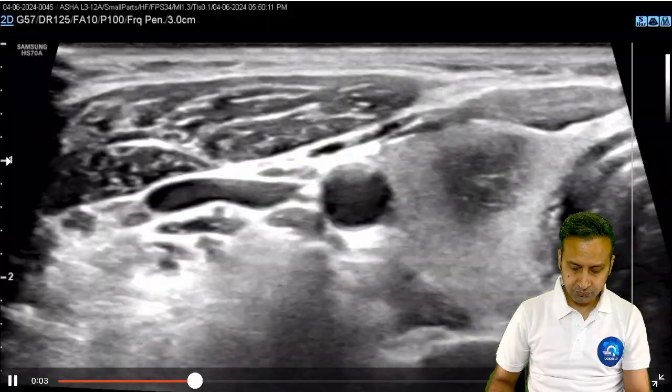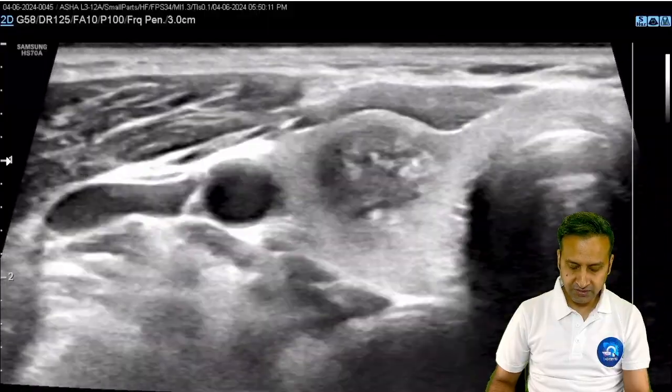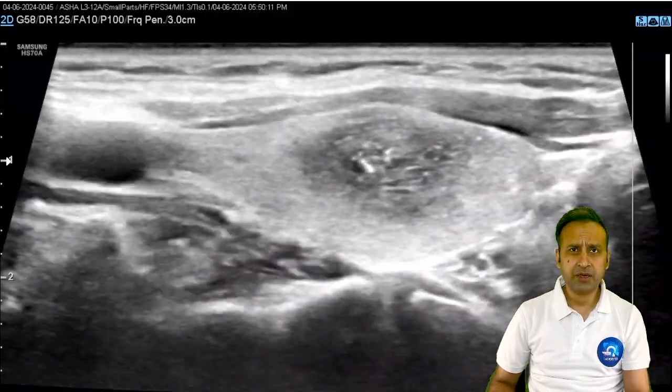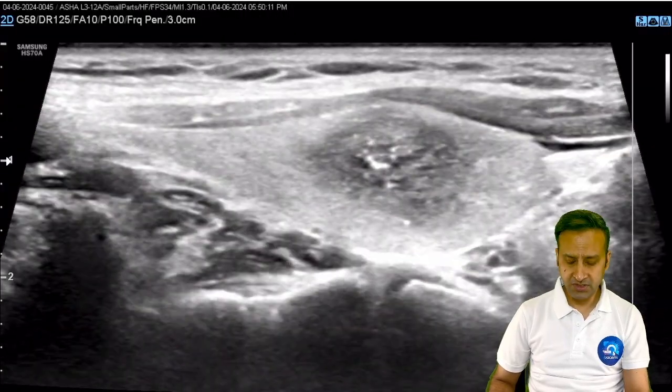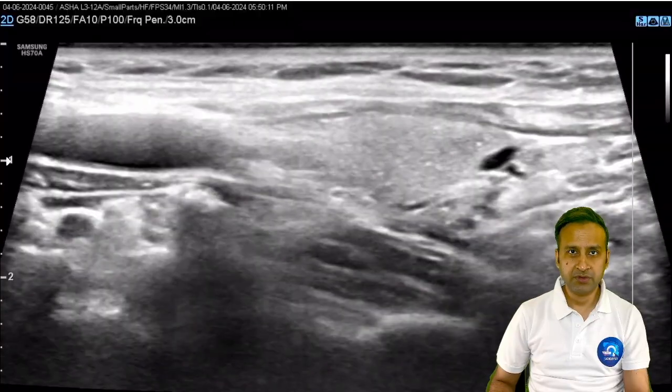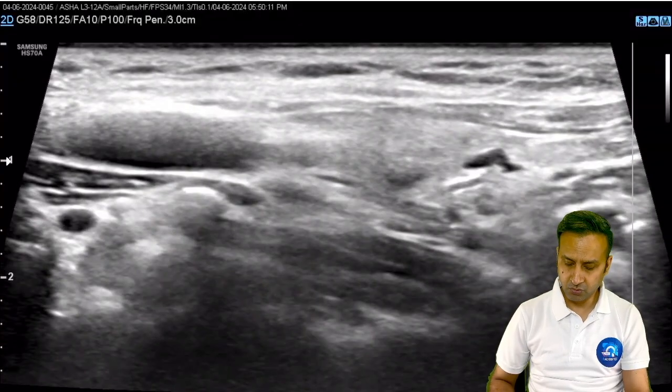So, there is a lesion in the right lobe of the thyroid. I hope all of you can make out something wrong with the right lobe of the thyroid. Again, I want you to make a presumptive diagnosis. Are we dealing with a benign nodule or are we dealing with a malignant nodule? Fine. There's nothing more to it.